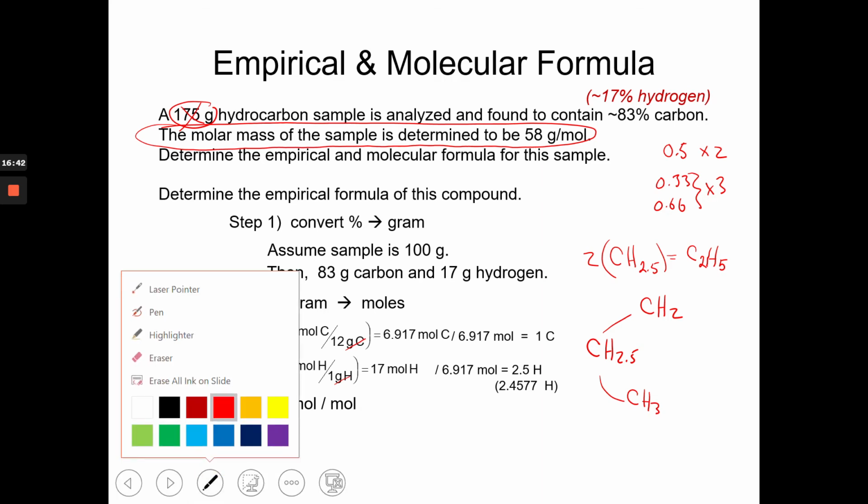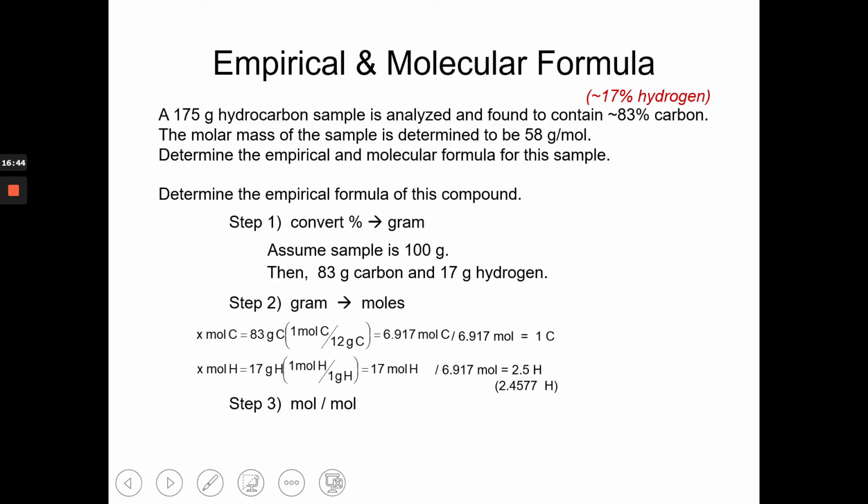There's going to be one coming up that's a little tricky. So when you see that, a 1 and a 2.5, you're going to simply double both and make them C2H5 to keep the ratio. Now, C2H5 is the empirical formula.